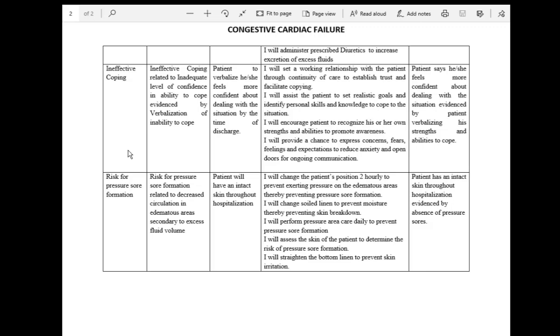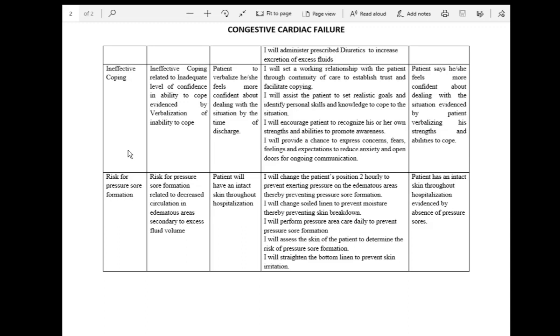And then the fourth point is, I'll assess the skin of the patient to determine the risk of pressure sore formation. So here, I will make sure that I assess the skin. How is the skin looking? Does it look red? Does it look like it's about to break? Does the skin look too soft? So I have to assess as a nurse so that I can know if the skin is at risk of pressure sore formation or breakdown. I have to check for the integrity of the skin.